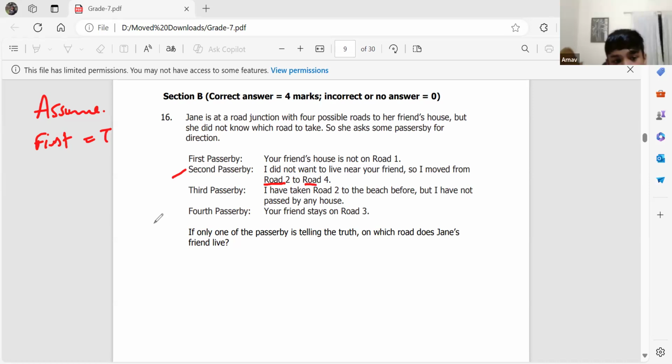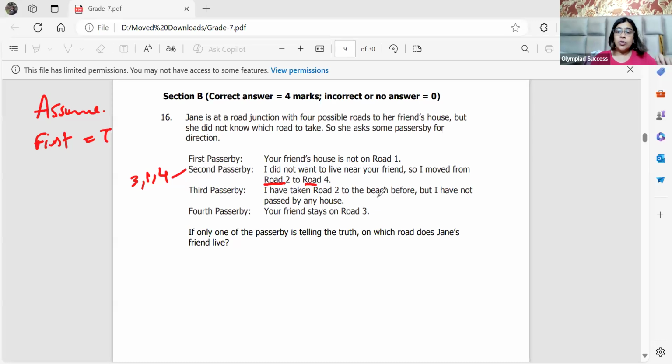That it's on road one itself, right? I mean, it can be 1 and 4 both, I think, because if he's lying that he came to 4 just because he didn't want to live near his friend, it can give me a second possibility also. And why not 3? So it's not of much usefulness.